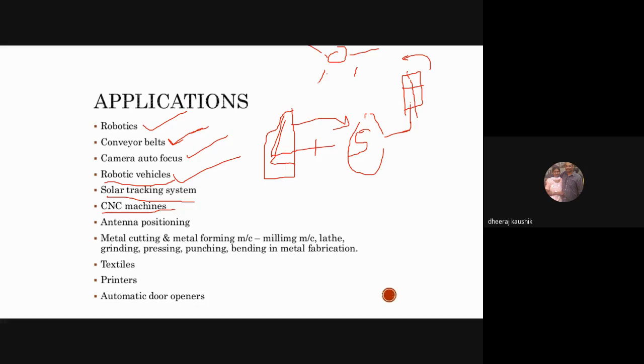It is used in CNC machines. It is used in antenna positioning, to get the maximum strength. It can be used to find out at which angle the strongest signal is present. It can be used in metal cutting and metal forming, grinding, pressing, punching, and bending machines in metal fabrication industries. It can be used in textile industries and printers, and automatic door openers are based on servo motors. It is a simple application of a servo motor, and I bet you too can create automatic door openers using an ultrasonic sensor and a servo motor. I really hope this would be a great project for you.